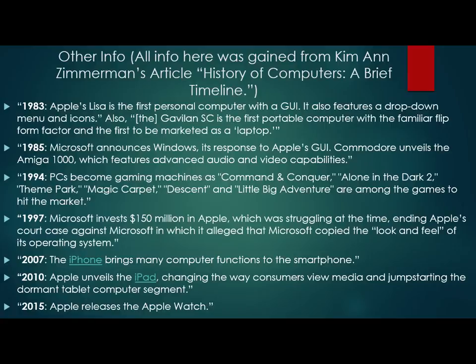Now, in 2007, the iPhone brings many computer functions to the smartphone. In 2010, Apple unveils the iPad, changing the way consumers view media and jump-starting the dormant tablet computer segment. And in 2015, Apple releases the Apple Watch. Now, if Microsoft hadn't done that, think about what wouldn't be here today. Those last three things, all possible because Apple was able to continue on.